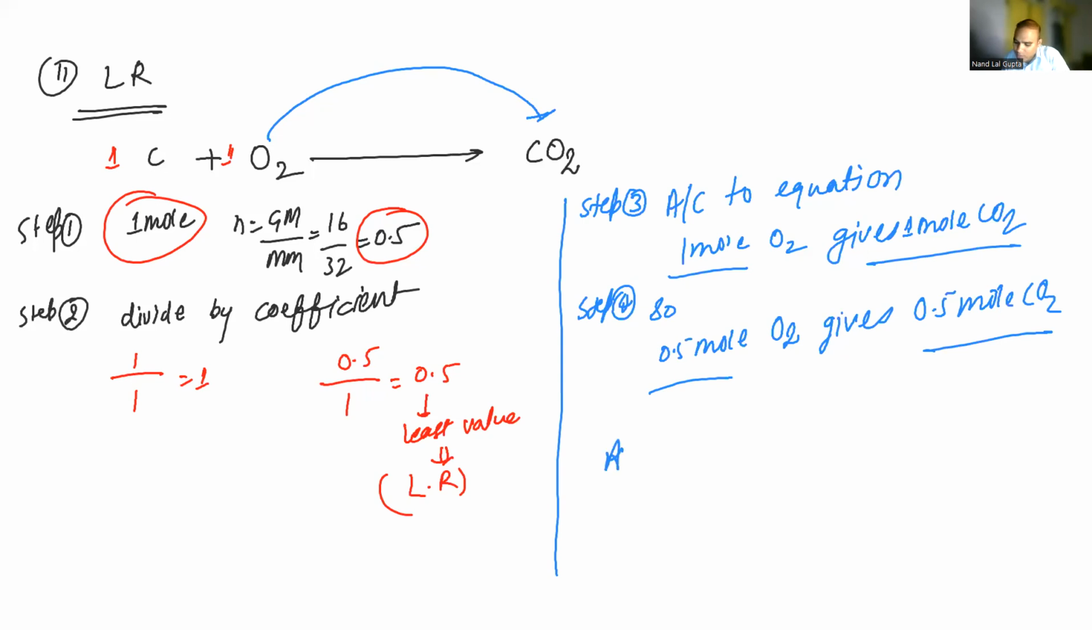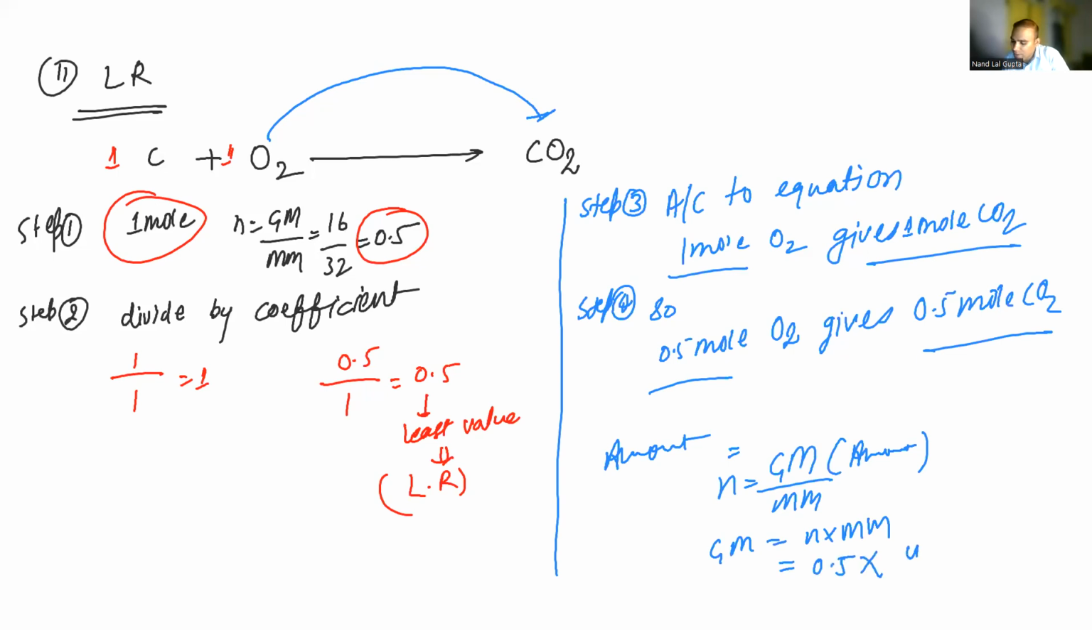So now the amount. How we calculate the amount, you know, that is n is equal to given mass upon molar mass. So given mass is going to be n into molar mass. n is 0.5, and the molar mass of CO2 is 44. So it is going to be 22 gram.